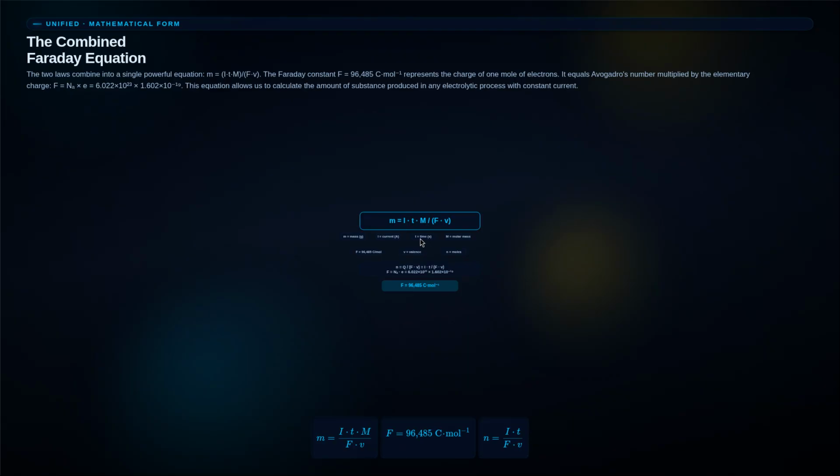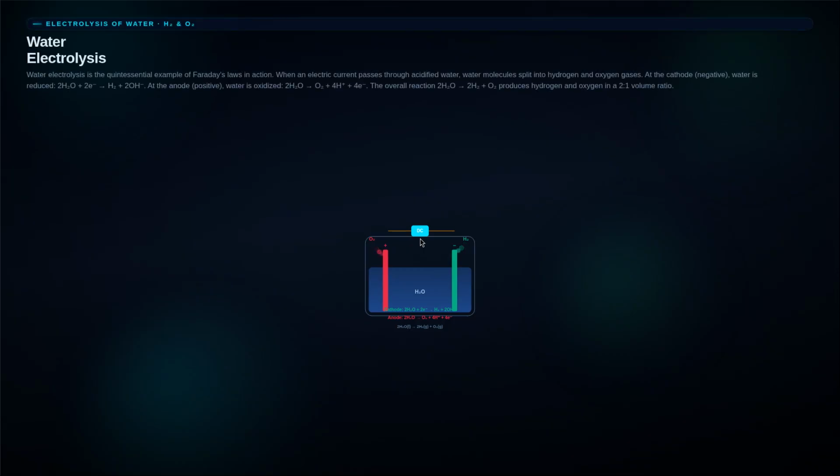The two laws combine into a single powerful equation: M equals I times t times M divided by F times V. The Faraday constant F equals 96,485 coulombs per mole and represents the charge of 1 mole of electrons. It equals Avogadro's number multiplied by the elementary charge. This equation allows us to calculate the mass of substance produced in any electrolytic process with constant current. The number of moles n equals I times t divided by F times V.